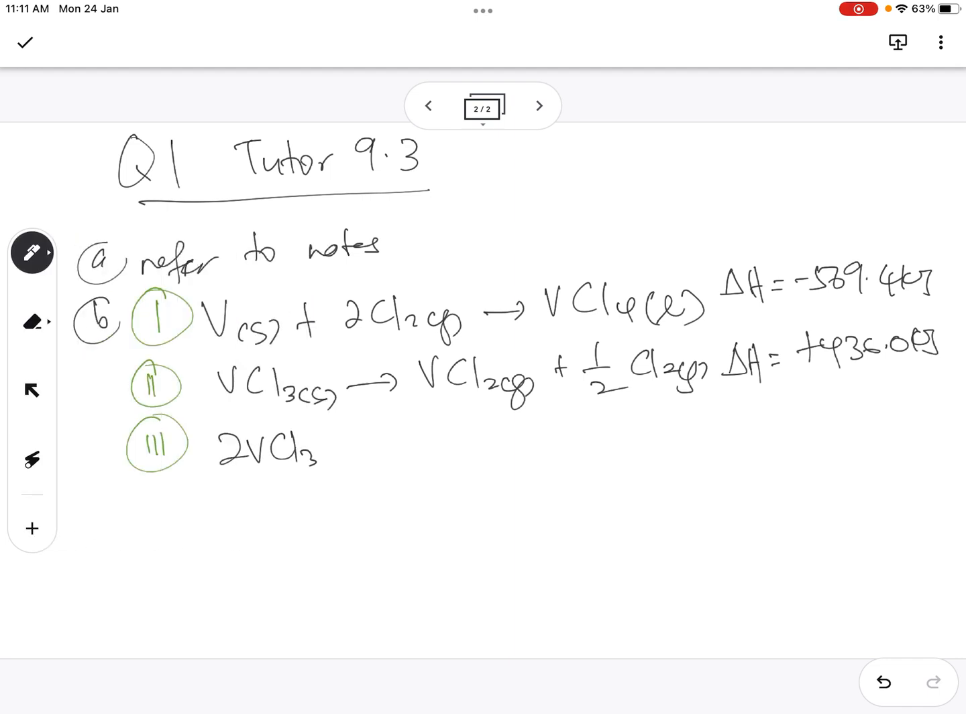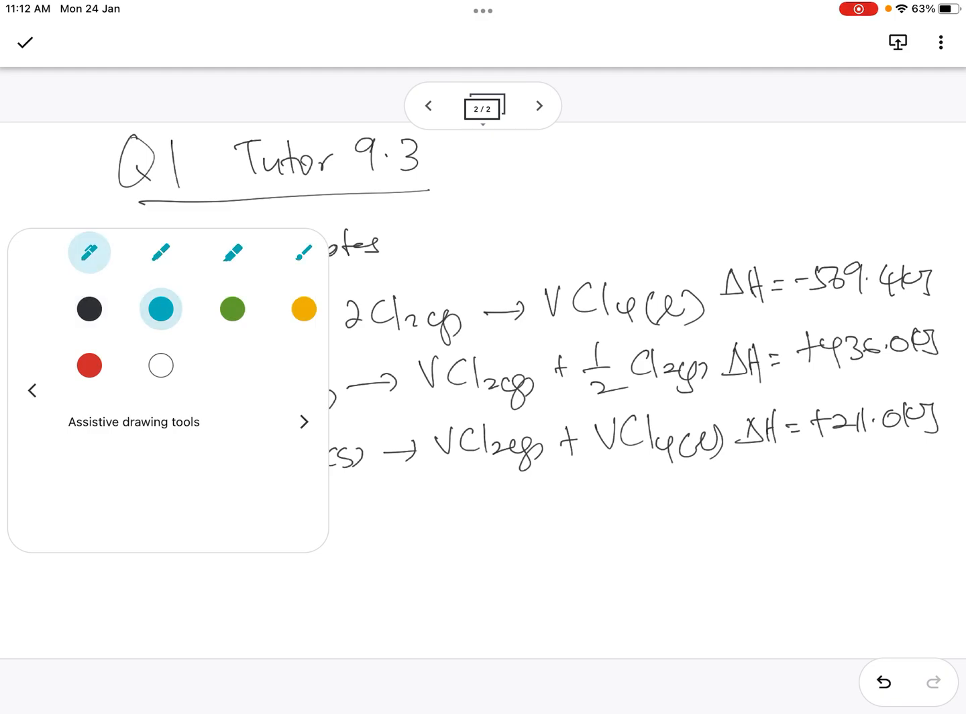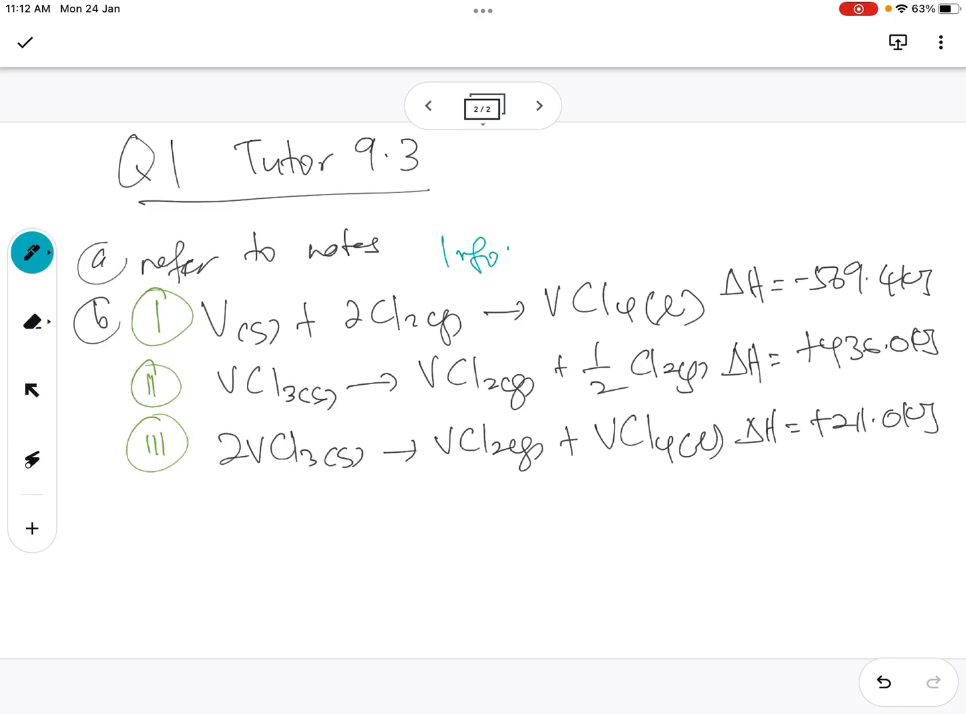2VCl3 solid produces VCl2 gas plus VCl4 liquid, delta H equals plus 211.0 kilojoule. Okay. So the question, this is the information. So kita boleh tulis kat sini, ini adalah info kita.